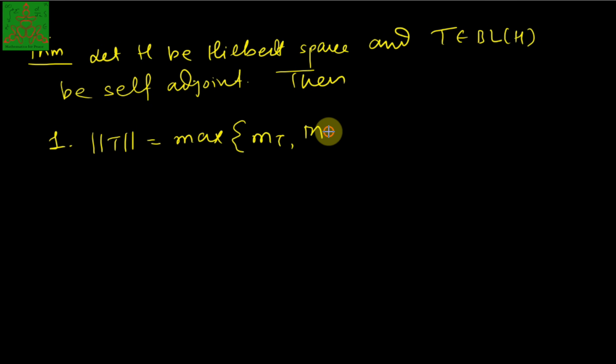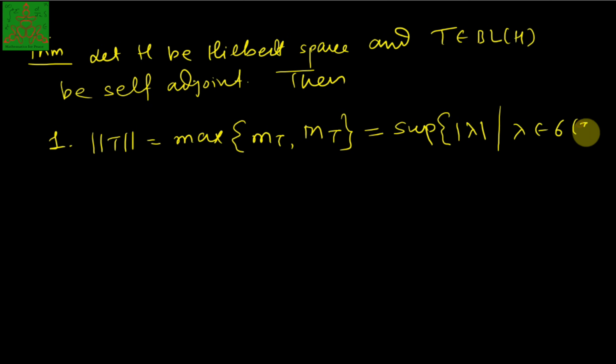small m and capital M. So the norm of T is either small m or capital M, or I can say it is a supremum of mod of lambda, where lambda belongs to the spectrum of T. Here also we have a mod.